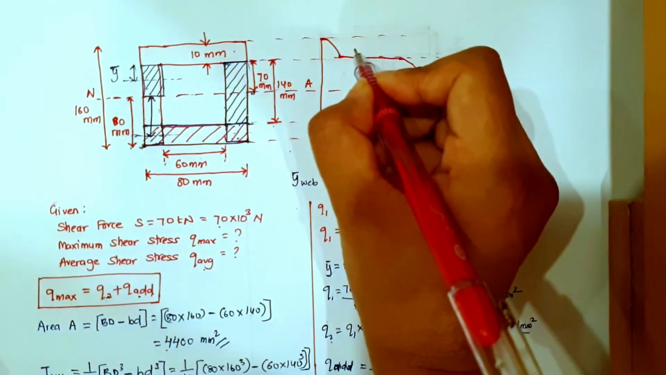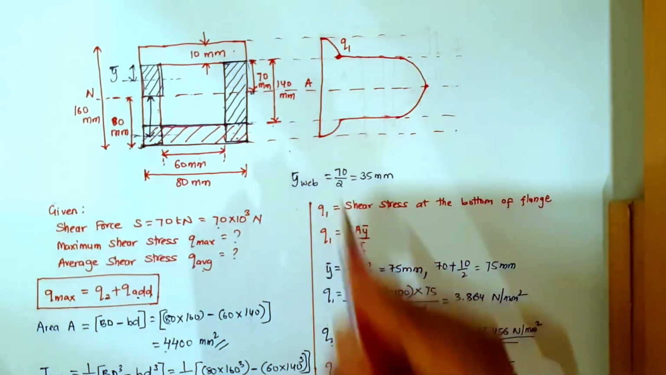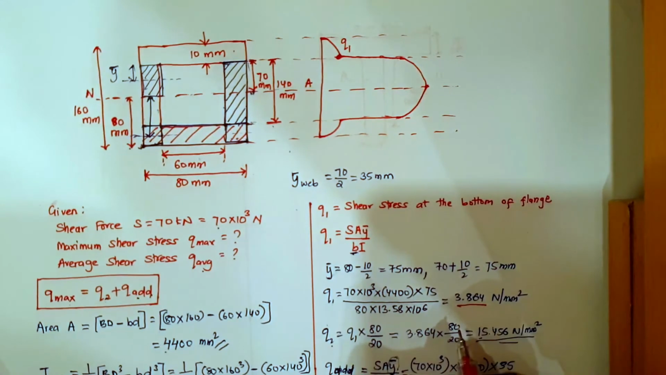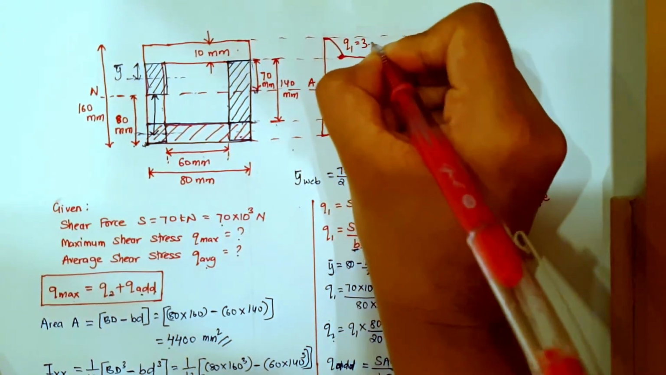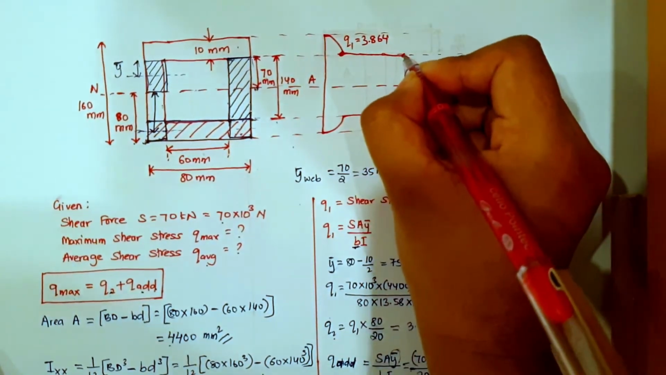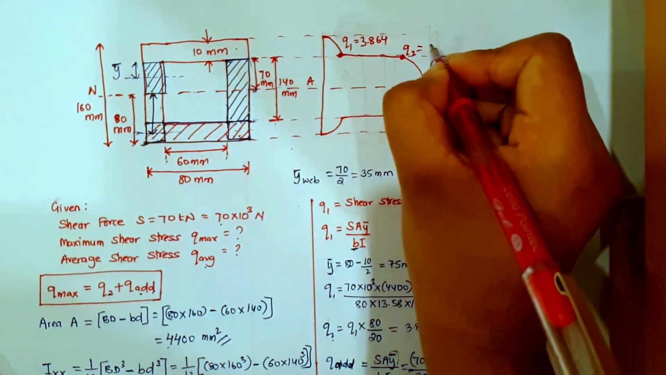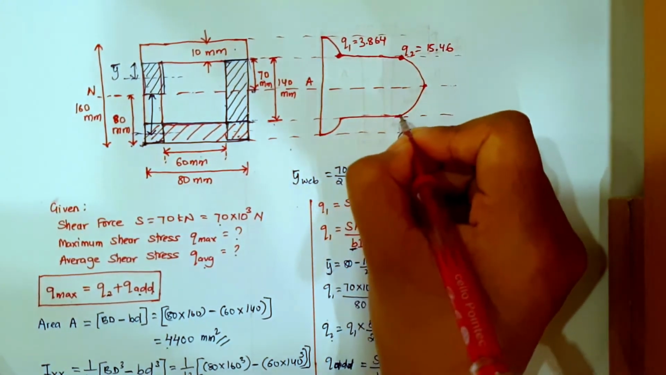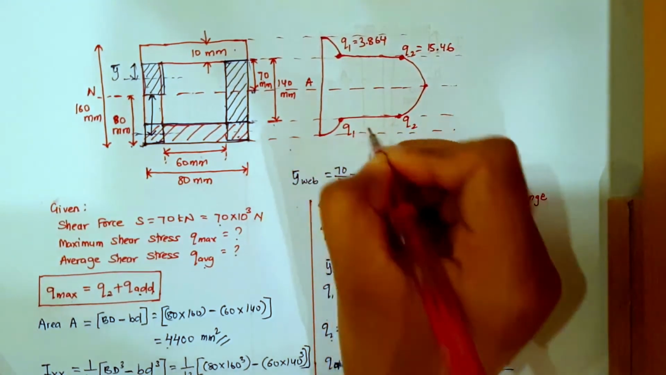Now this point here is your Q1 जो हमने मिला था. How much did we get? Q1 came equal to 3.864. So we have 3.864 Q1 and Q2 portion will be at this point. Okay, so this is Q2, which you got 15.46. So here also you have Q2 and here you have Q1.